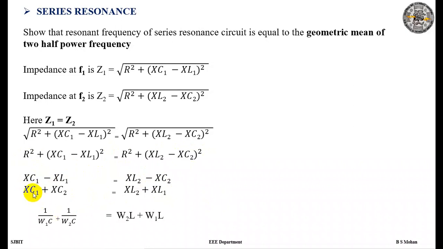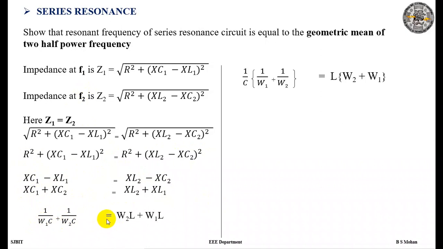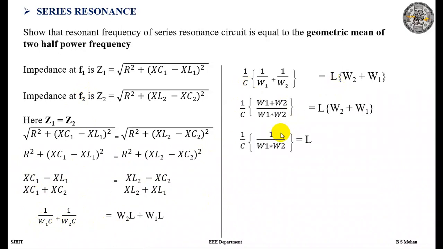You have to see that this xc1 is at f1. So at f1, omega 1 is nothing but 2 pi f1, right? And omega 2 is nothing but 2 pi f2, right? Taking 1 by c as a constant outside, and L outside, rearranging them again, and if you move this omega 1 plus omega 2 to the bottom, they cancel each other. Thus this is a reduced equation, and 1 by LC is equal to omega 1 into omega 2. We know that at resonance omega r or omega naught is equal to 1 by root of LC, or omega naught square is equal to 1 by LC.